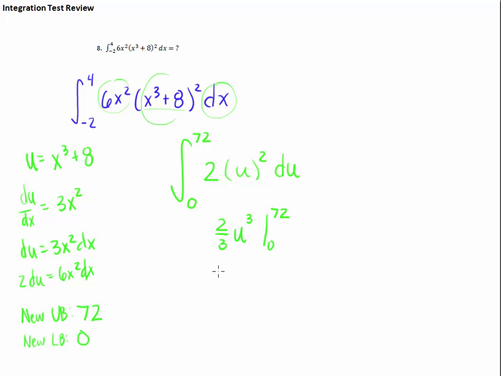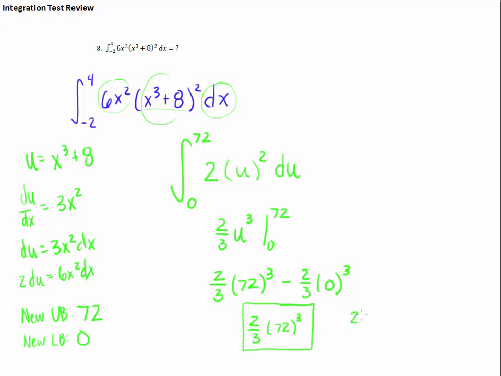And so I plug 72 in, so I get 2/3 times 72 cubed minus 2/3 times 0 plugged in. That just goes to 0. So our answer is this, and I would just leave it as that because 72 cubed is going to be a very large number. But if you did figure it out, it's going to be divided by 3. It is 248,832. That's what would happen if you typed it into your calculator. All right, let's move on.